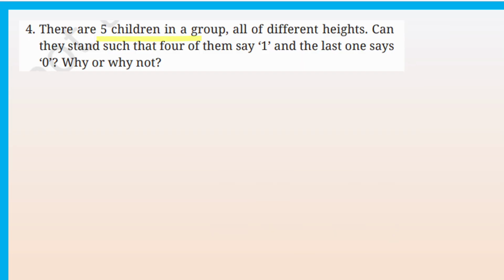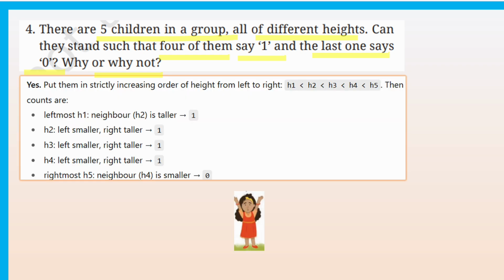There are 5 children in a group, all of different heights. Can they stand such that 4 of them say 1 and the last one says 0? Why or why not? So there are 5 children in a group. Their heights are different. Is it possible for them to stand such that 4 of them say 1 and the last one says 0? We will see.